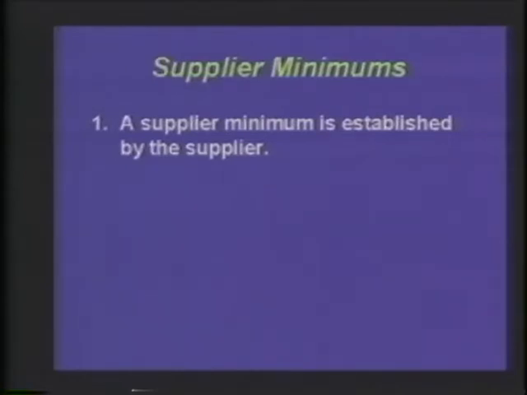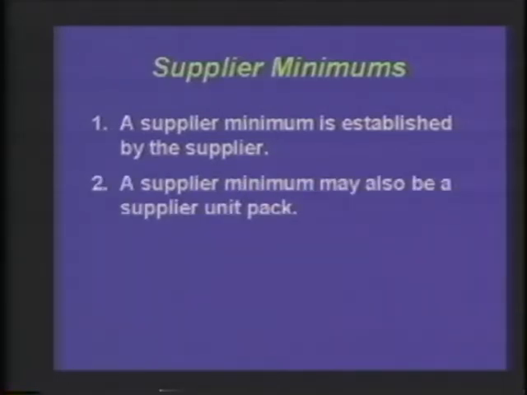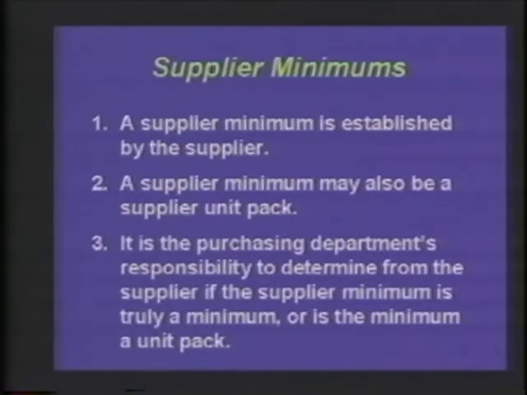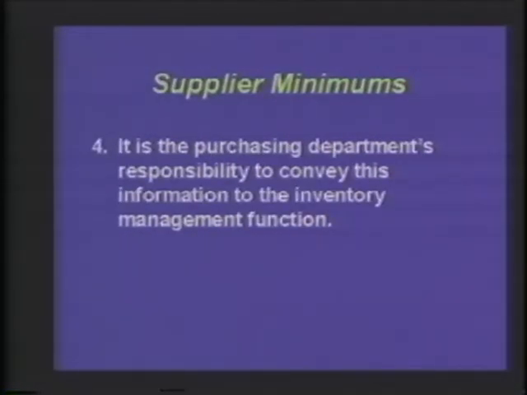Now the next page addresses the supplier minimums, and there are 4 steps involved. And the first step is that the minimum is established by the supplier, and the supplier minimum may also be a supplier unit pack. It is conceivable, it could be both. And step 3, it's the purchasing department's responsibility to ask that question. Is it a minimum or is it a unit pack? It is also the purchasing department responsibility to convey this information to the inventory management program.